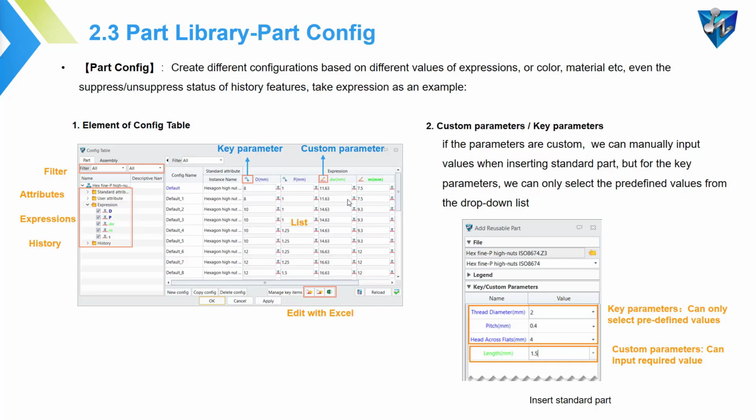Okay. And for parameters, there are 2 types: key parameter and custom parameter. So you may wonder what's the difference. Let me explain. Generally speaking, custom parameters are more suitable for dimensions which are not so severely restricted. But key parameters are restricted and cannot be changed randomly. Now let's move over to ZW3D to show you more details about part config functionalities.